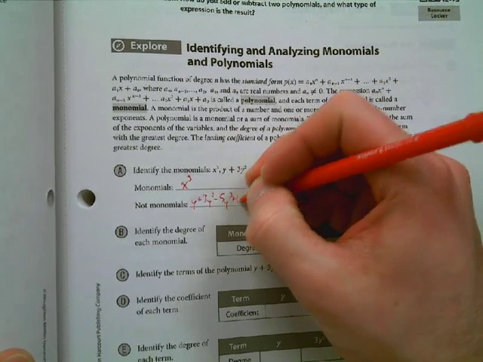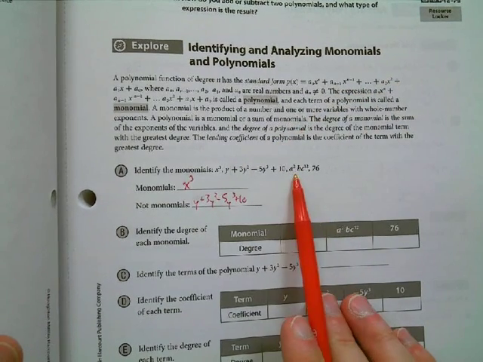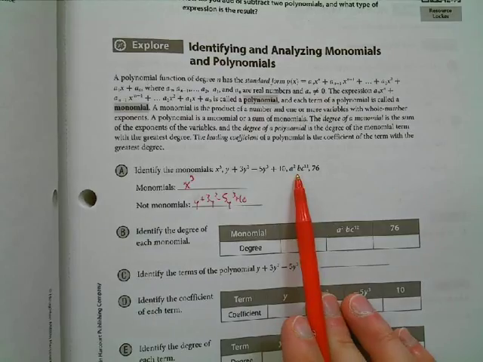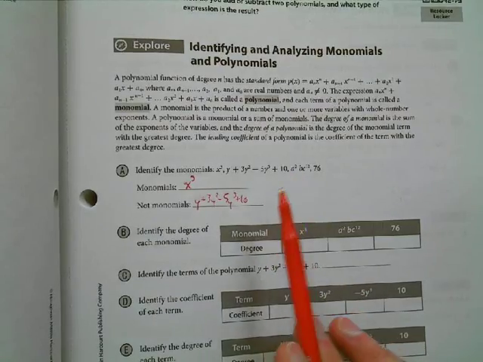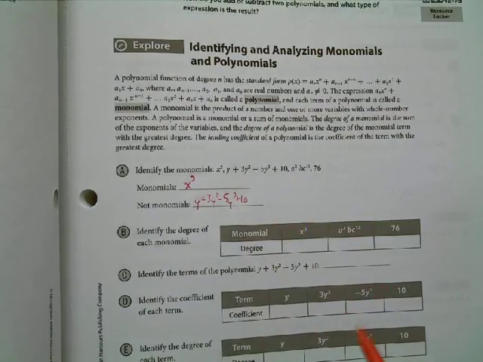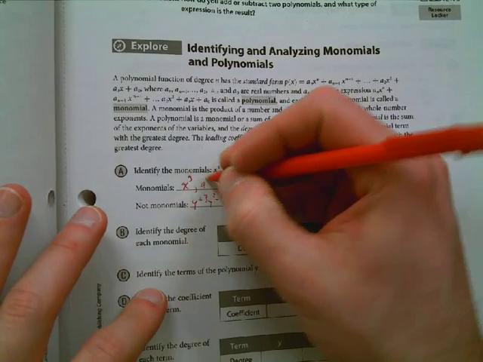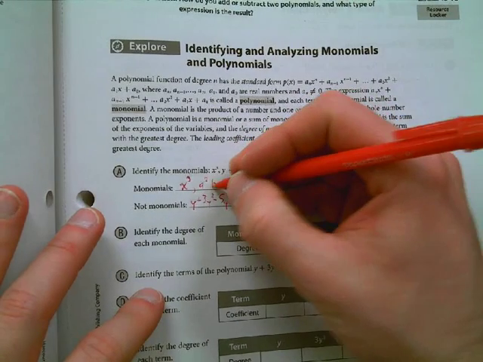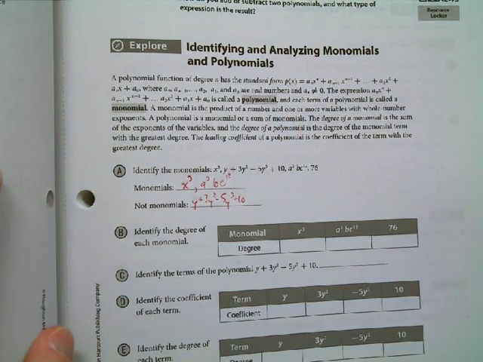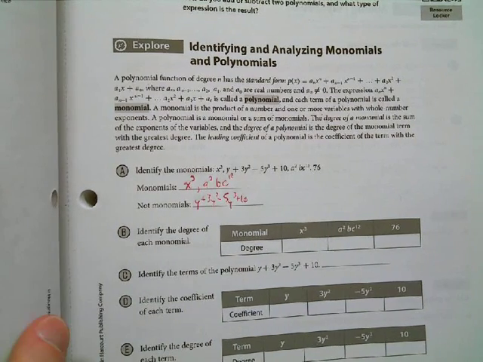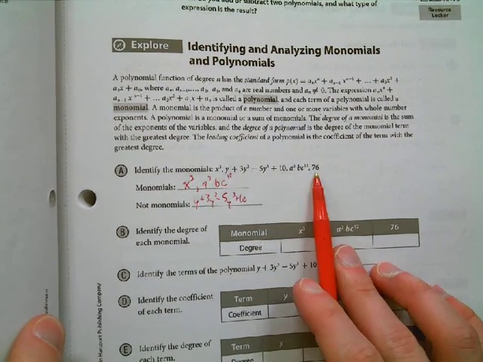What about a squared b c to the 12th? Yes, that would be a monomial. It's all multiplication there. Again, we're on page 271, folks. And then what about the number 76? Monomial, that's right.